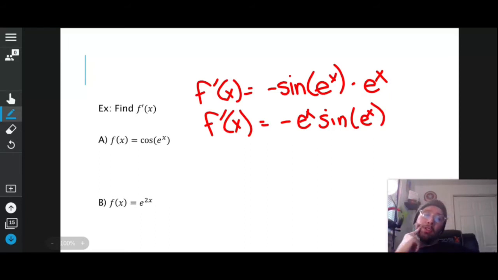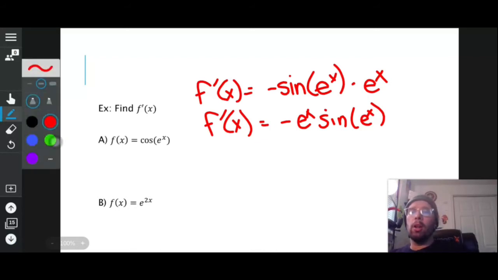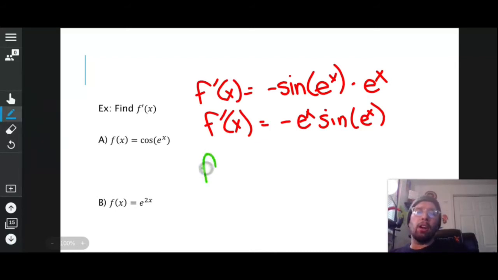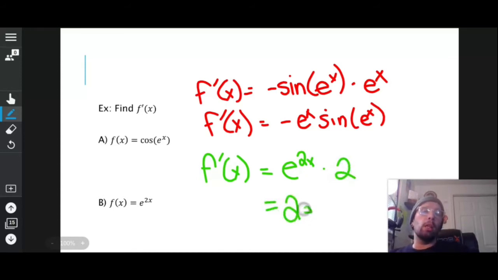Here's another one that's not so bad. The outside stuff is e, the inside stuff is 2x. The derivative of the outside stuff, which is e, is going to still stay e. Keep the inside stuff, which is still 2x. Multiply the whole thing by the derivative of the inside stuff, which is going to be times 2. And you end up with 2e to the 2x.